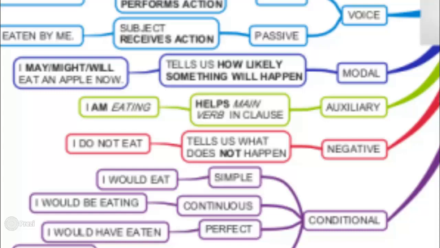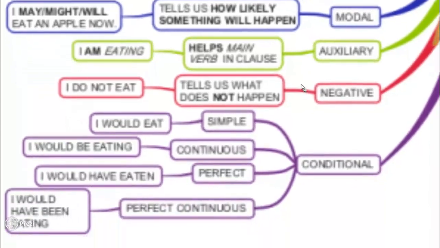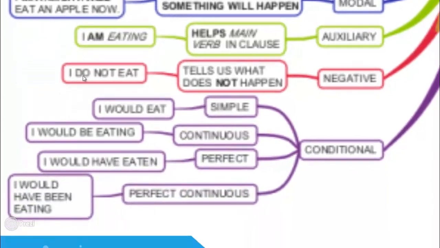Besides modals, we can talk about auxiliary verbs. And yeah, we use auxiliary verbs to form questions and negations in English. And this is a particular aspect of English. For example, we don't have that in Spanish. So here's an example. I do not eat tells us that's what does not happen.